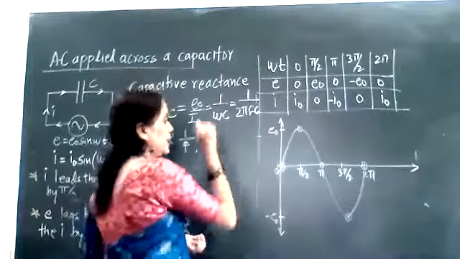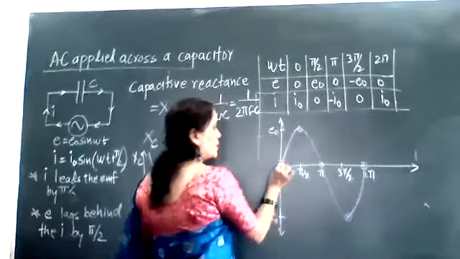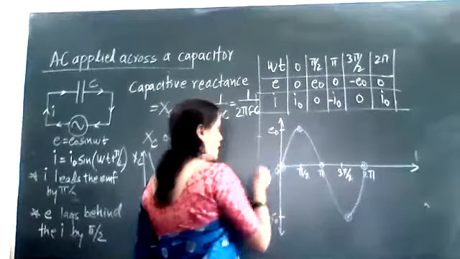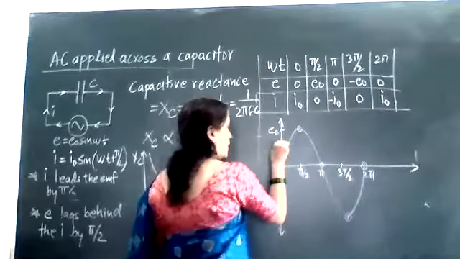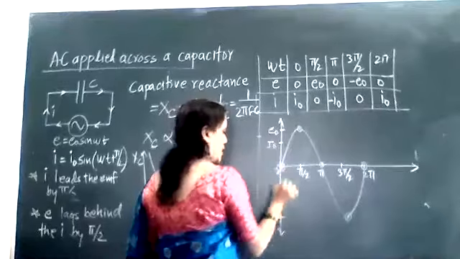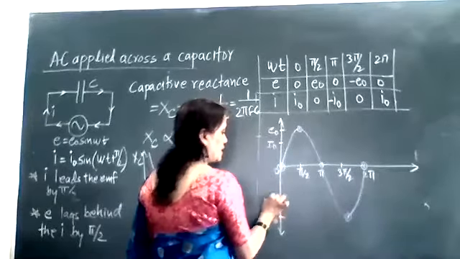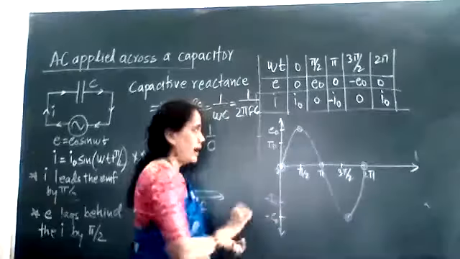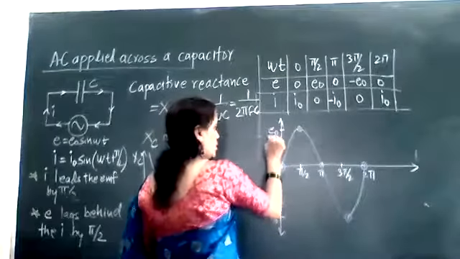Now we will look at current. Now what is the current for 0? What is your current maximum value? Current maximum value is here. Current maximum value is positive I0. Minimum value is minus I0. And now, sorry, small i0, not capital.